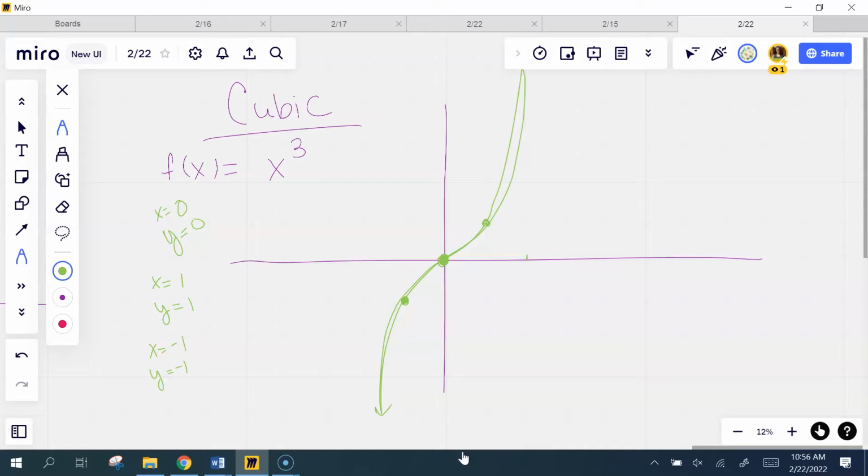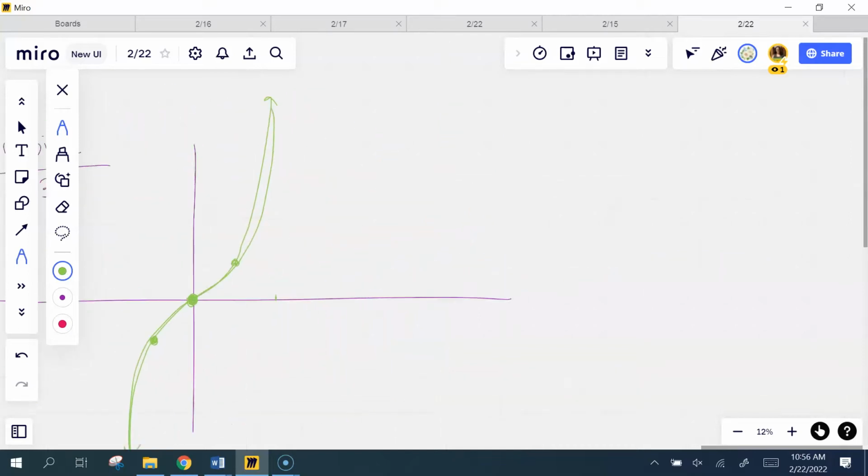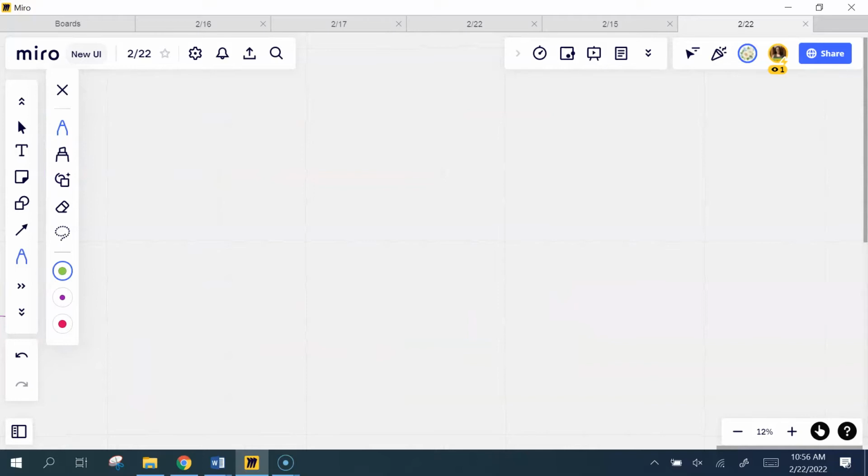2 more to go. And then I'll give you time to finish your analysis. Again, we're not doing these last 3 on here. We will eventually, but we're not doing it today. Square root.